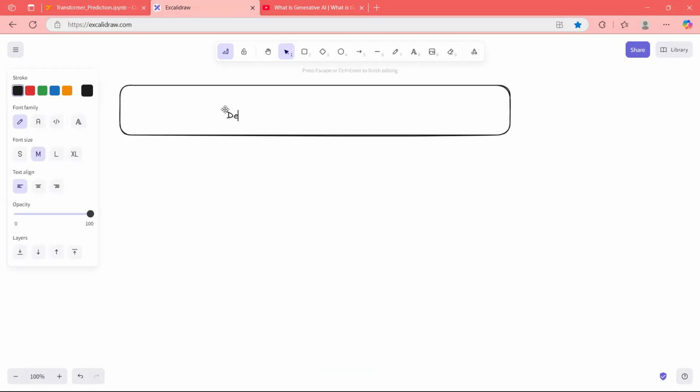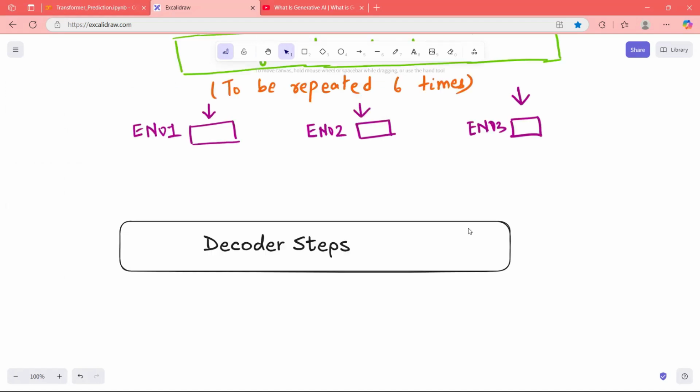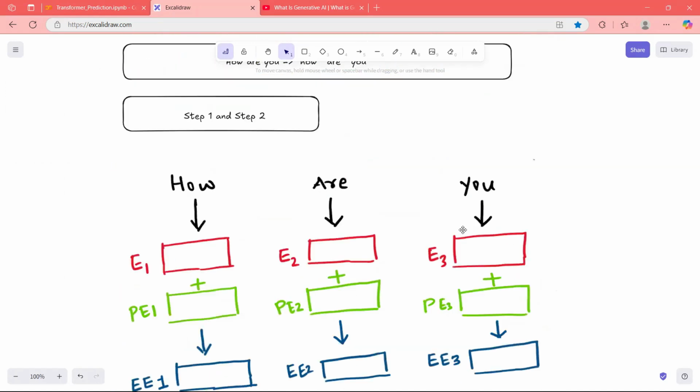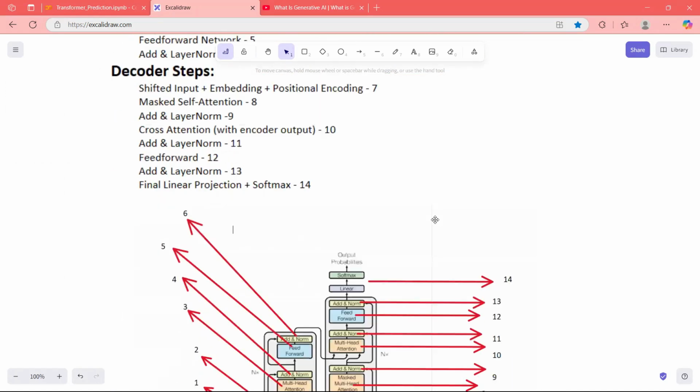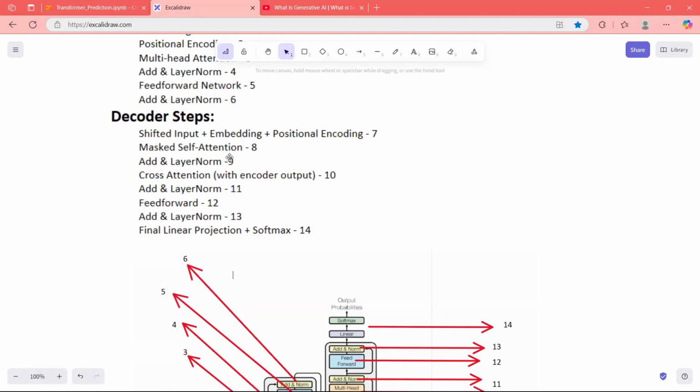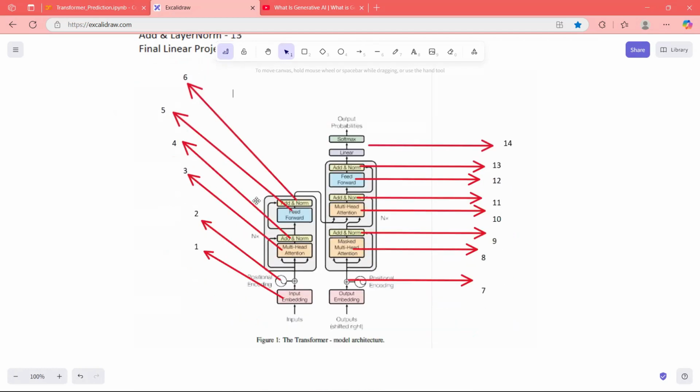So we have done the encoder steps. Now we will understand the decoder steps. And in our definition of steps, how many steps have we put in the decoder? Up to 6 is encoder, and then the next 8 things, 1, 2, 3, 4, 5, 6, 7, 8, are happening inside the decoder.